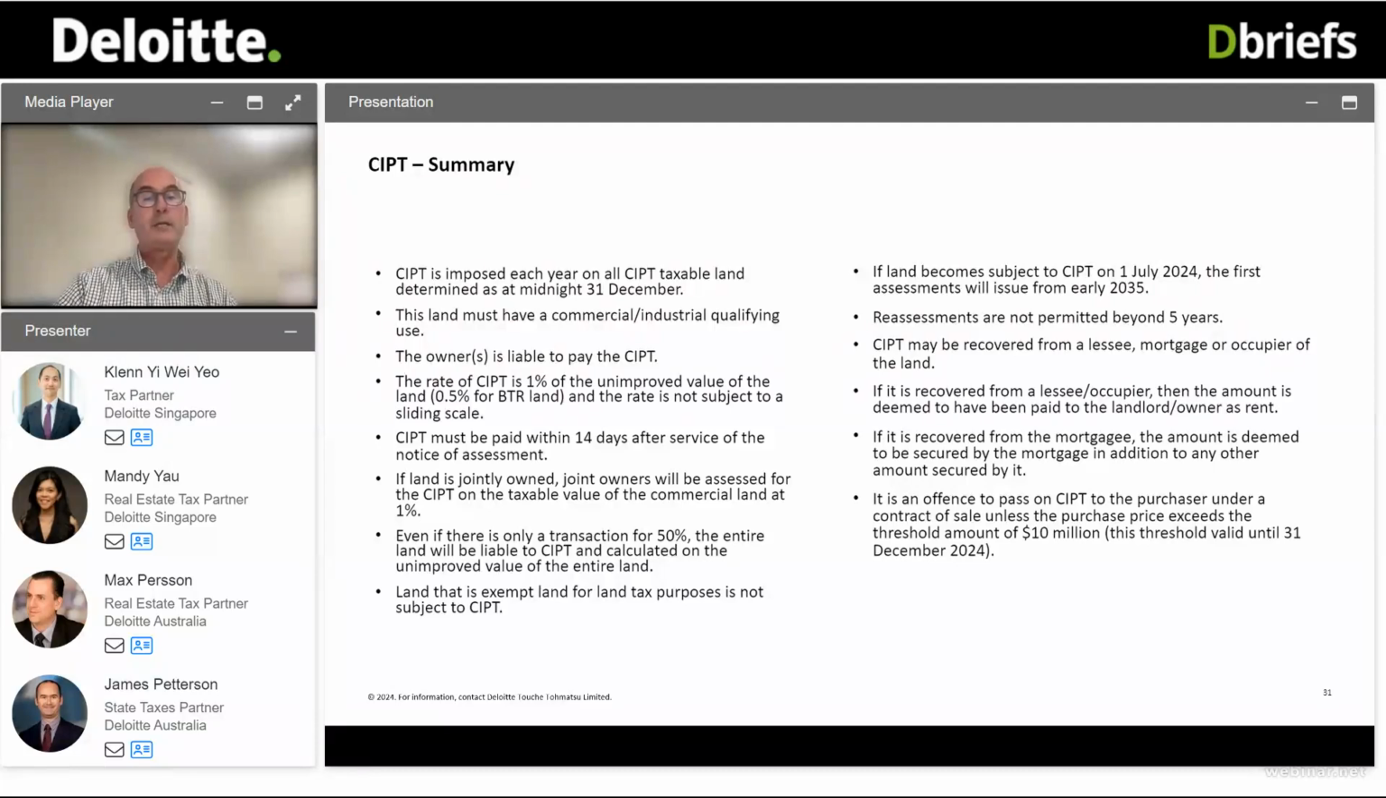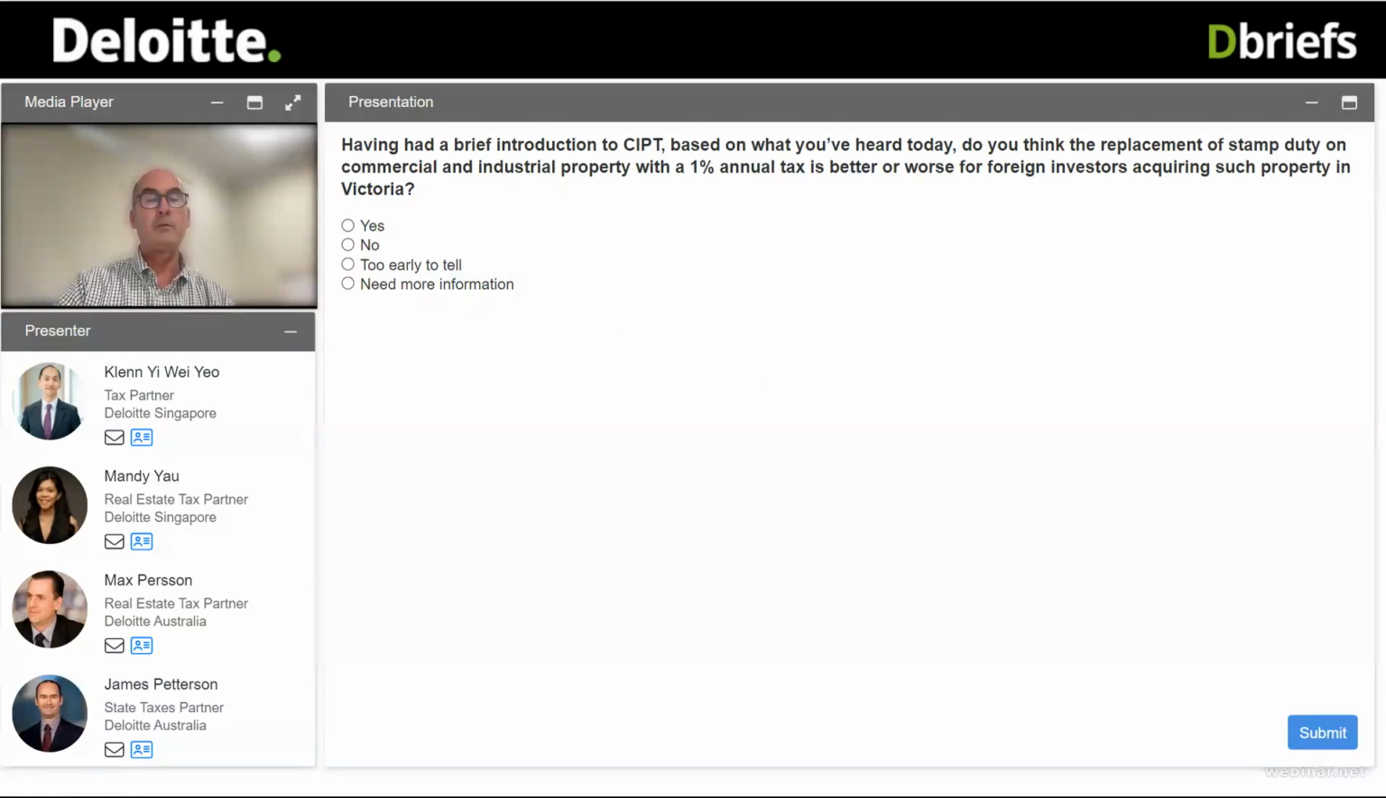So although for direct land transfers, vendor statements must show the land use code and whether or not the land is subject to CIPT and its entry date, this is not the case for landholder transactions. So purchasers will need to be reliant on due diligence and warranties and indemnities. So if we move to the next slide, we might have a quick polling question now that we've had a brief introduction to the CIPT.